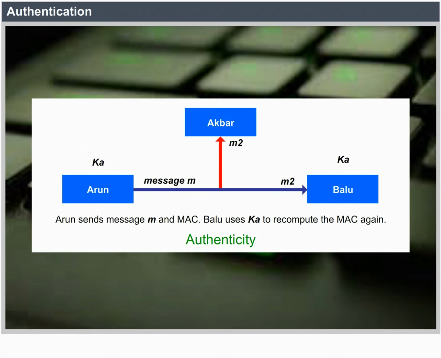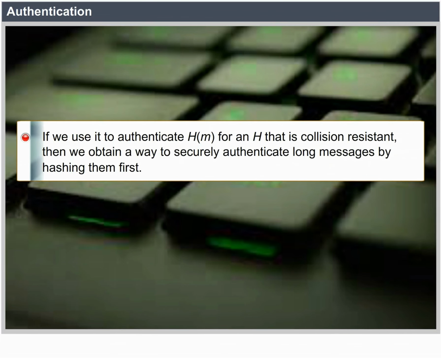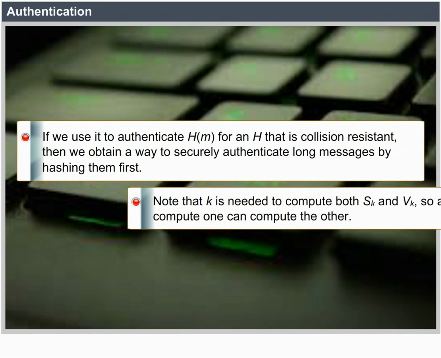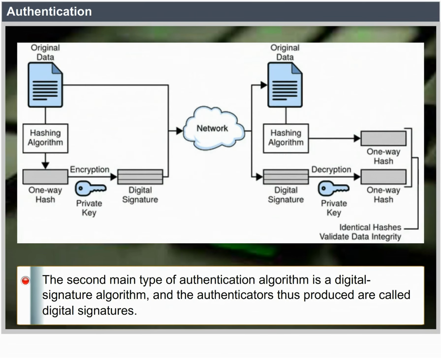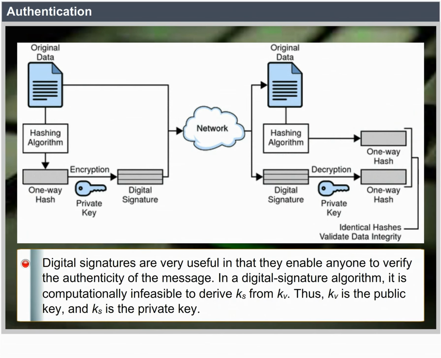If we use it to authenticate H(M) for an H that is collision resistant, then we obtain a way to securely authenticate long messages by hashing them first. Note that K is needed to compute both SK and VK, so anyone able to compute one can compute the other. The second main type of authentication algorithm is a digital signature algorithm, and the authenticators thus produced are called digital signatures. Digital signatures are very useful in that they enable anyone to verify the authenticity of the message.